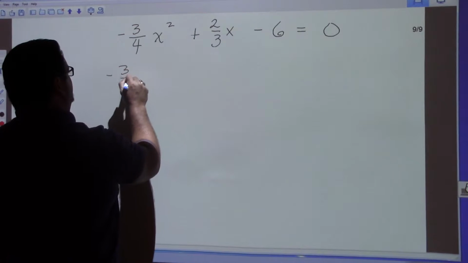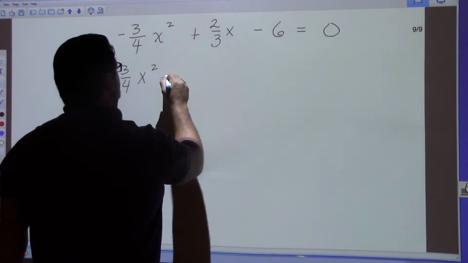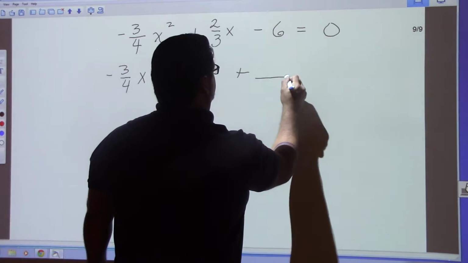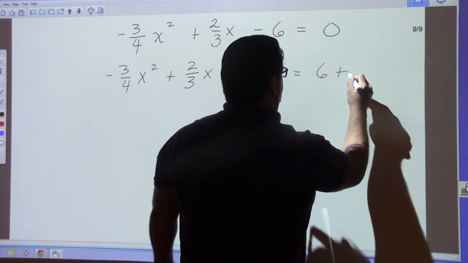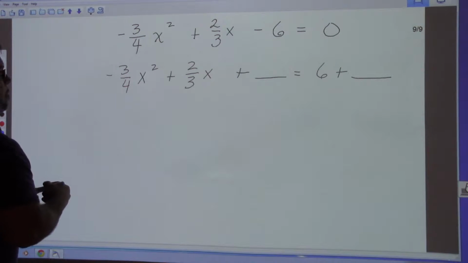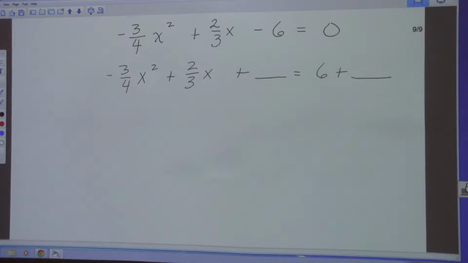What's the first thing you do? Move C. Good job. At least y'all can do that much, right? I'm going to start you off because I know some of y'all done quit. Now what? Factor out a negative 3/4.